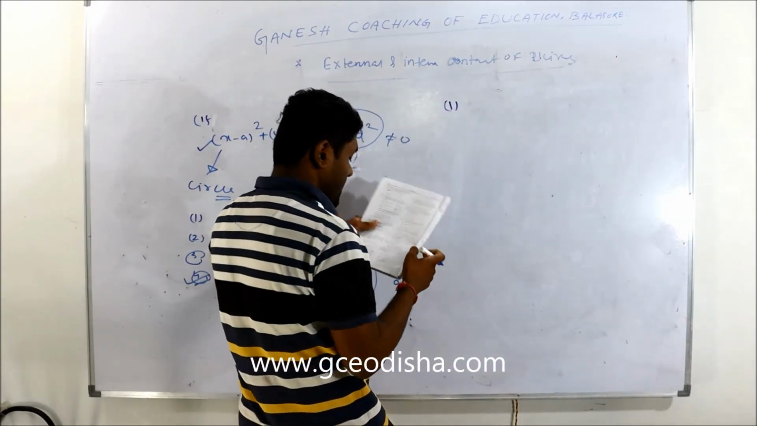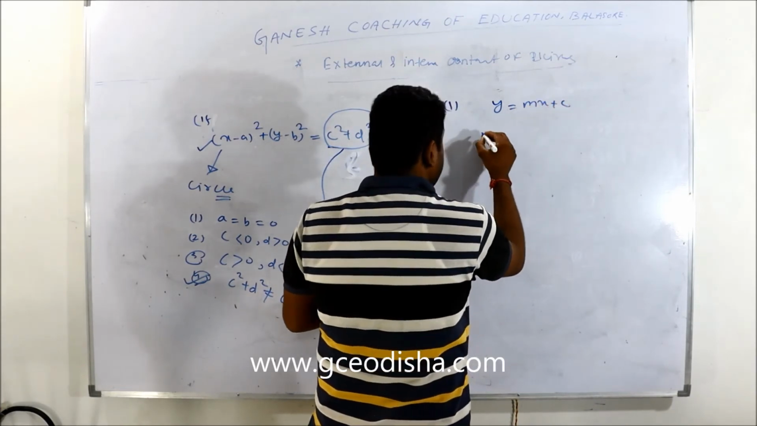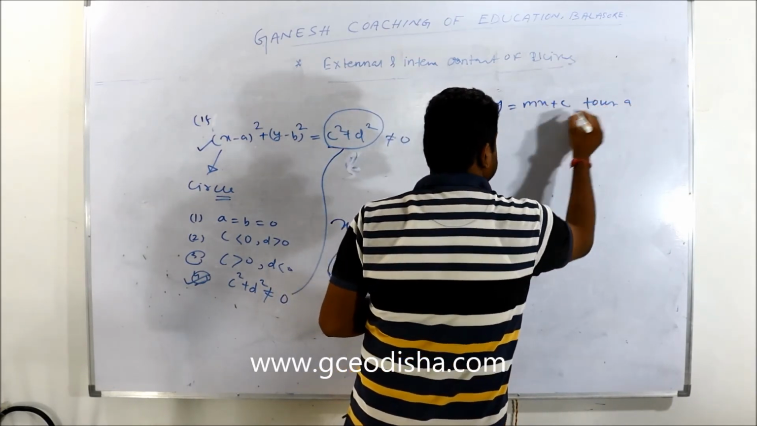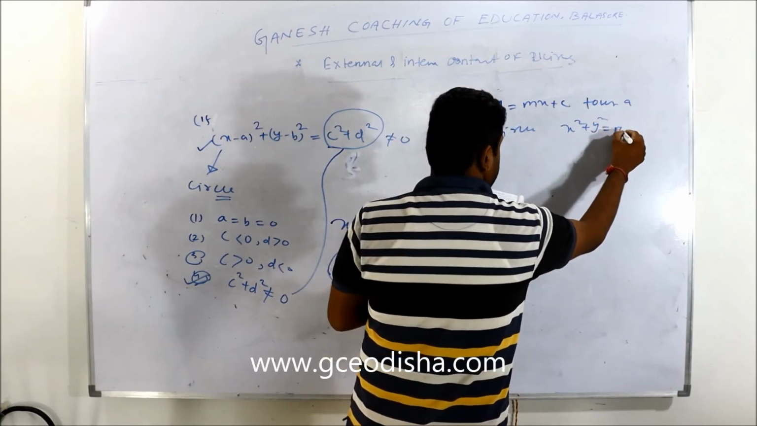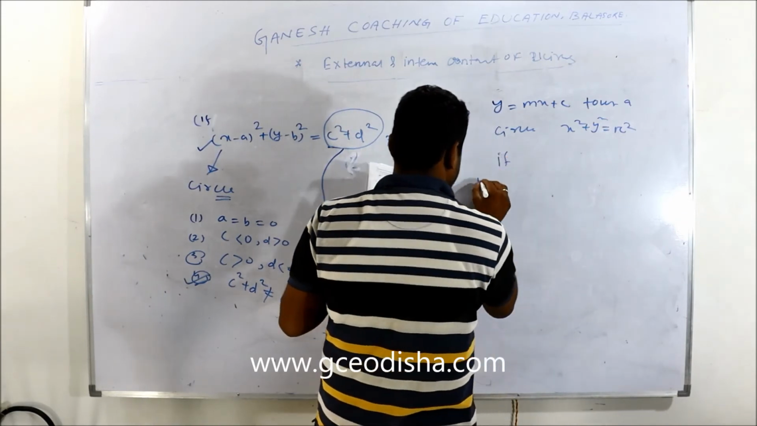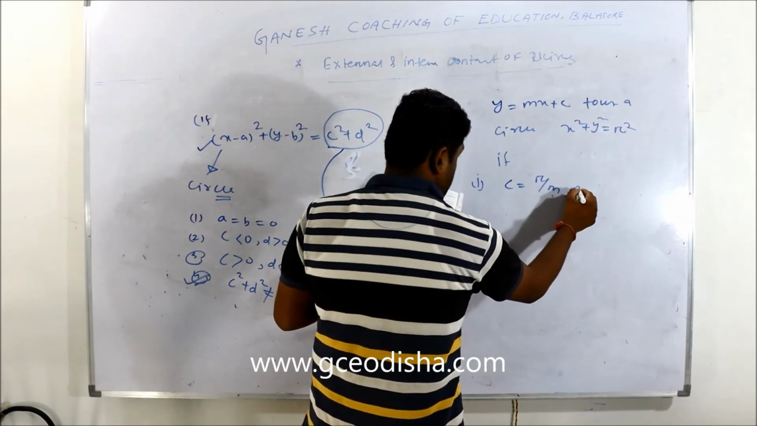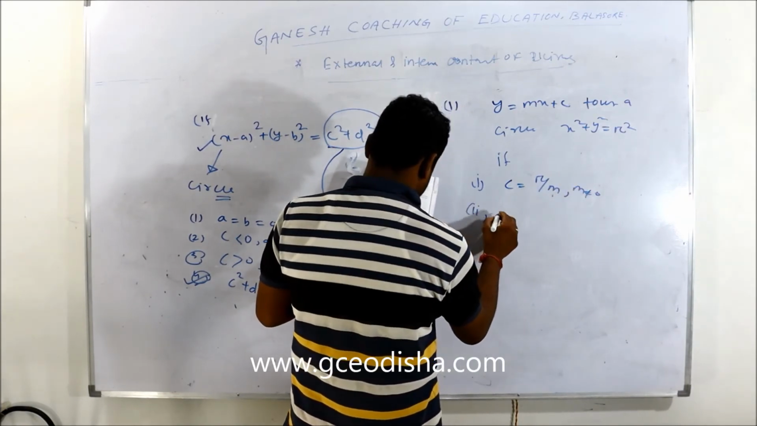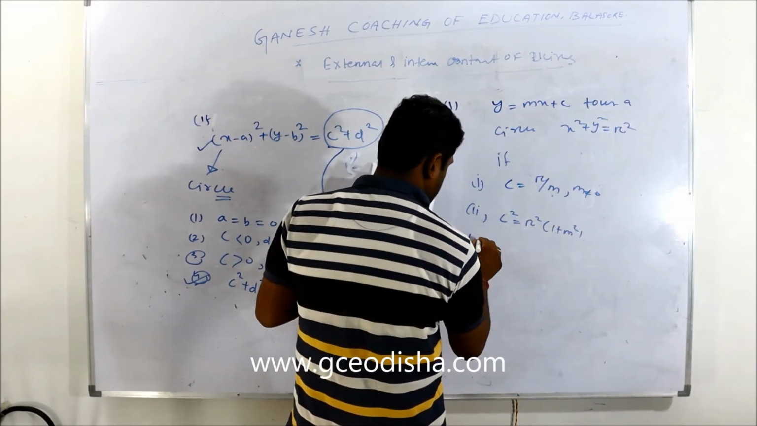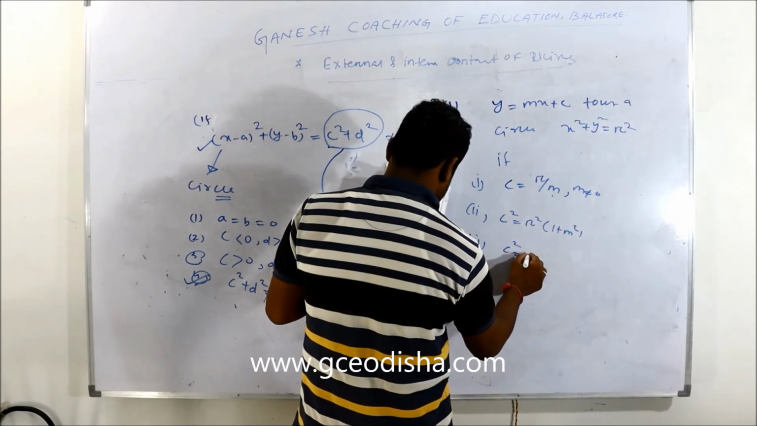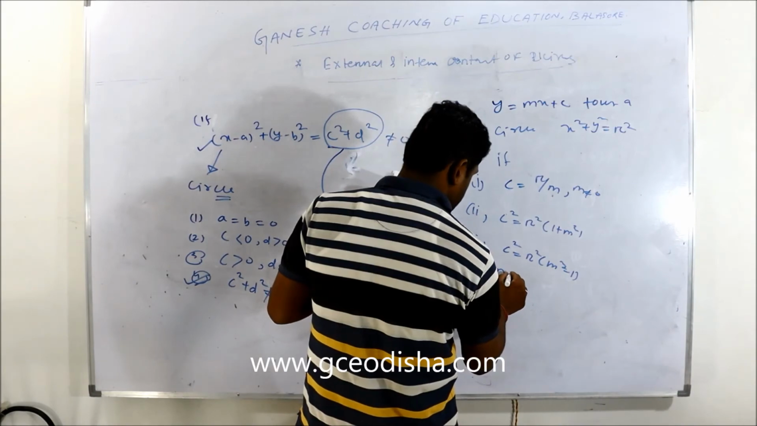This is a direct question. I gave the formula. A line y is equal to mx plus c touches a circle, and the equation of the circle is x square plus y square is equal to r square. Option 1 is c is equal to r by m, m not equal to 0. Option 2 is c square is equal to r square into 1 plus m square. Option 3 is c square is equal to r square into m square minus 1. Option 4 is none of the above.